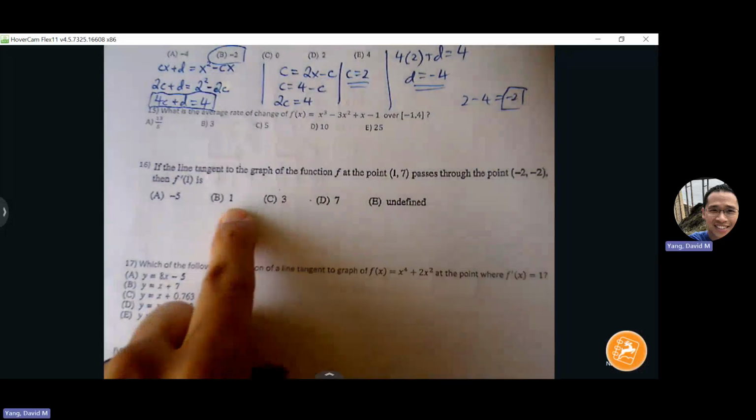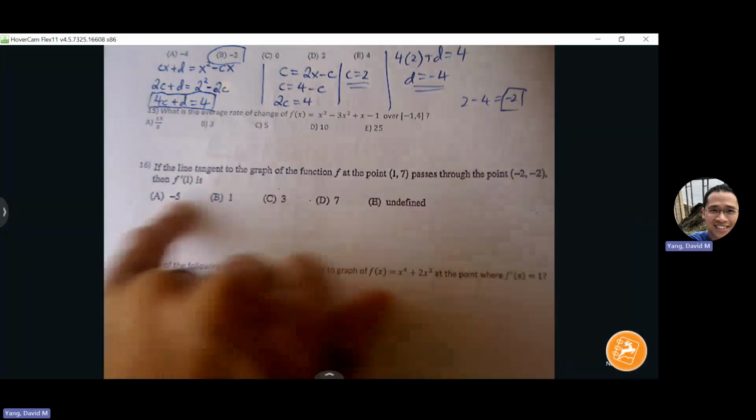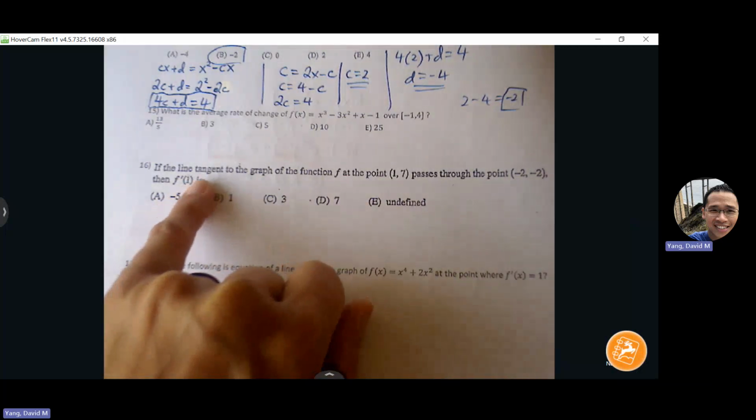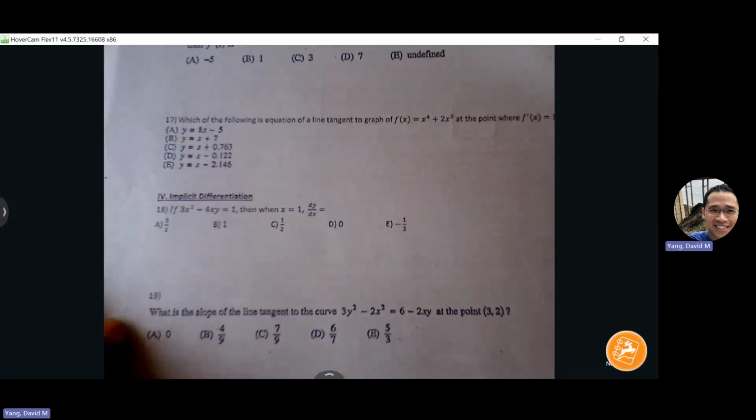So 16, tangent line, we can use the two ordered pairs to get the slope, and whatever that slope is, that's going to be the slope of the curve at that point because the line is tangent. Let me review implicit with you. So this is 18 and 19.